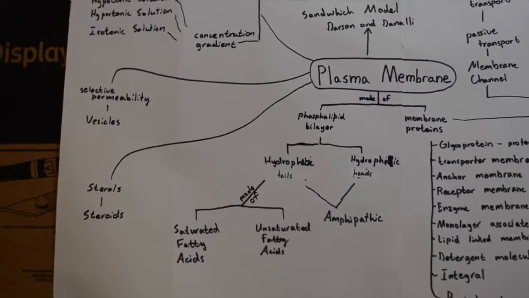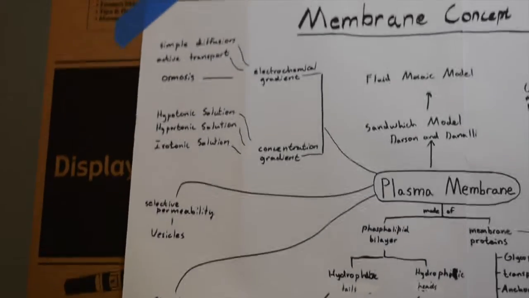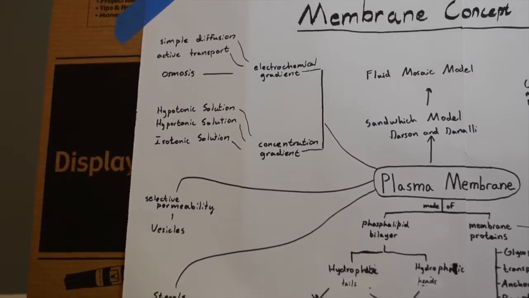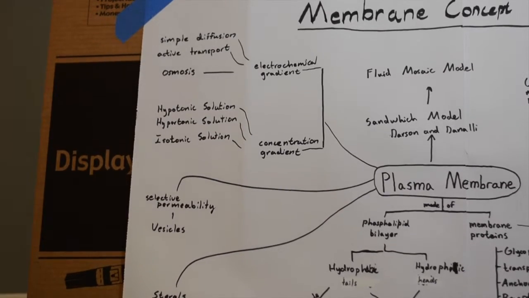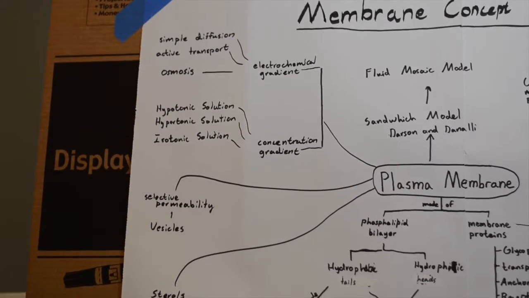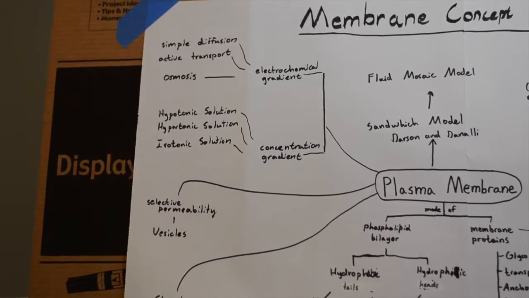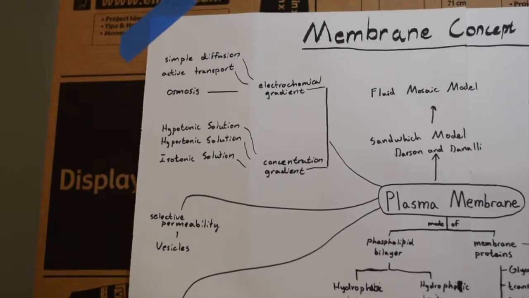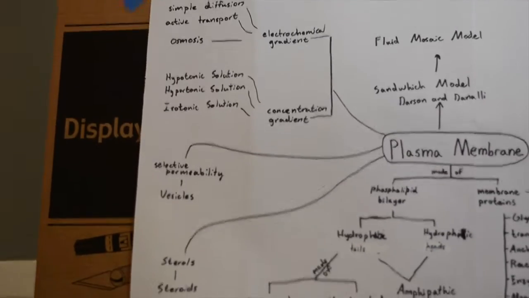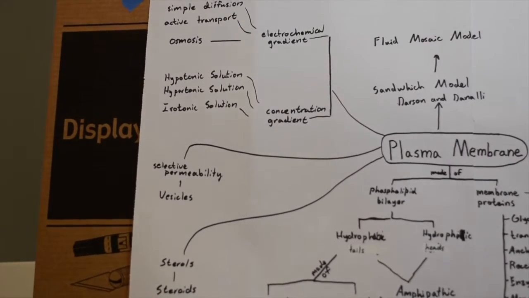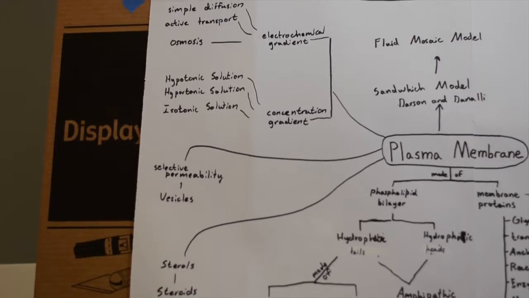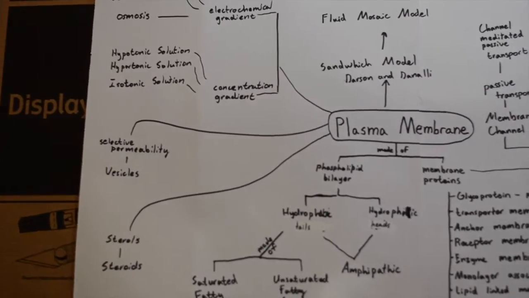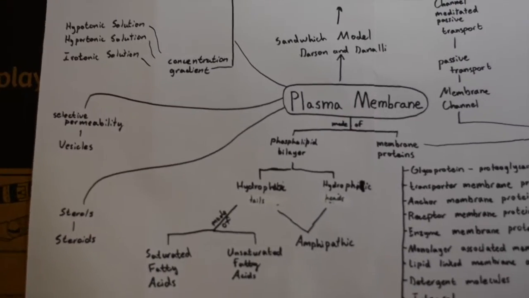Now, again to the plasma membrane, up here in the top left corner, we see that it has an electrochemical gradient and a concentration gradient. The electrochemical gradient has to do with simple diffusion, active transport, and osmosis. As for the concentration gradient, hypotonic, hypertonic, and isotonic solutions are all based on the concentrations inside and outside the membrane.